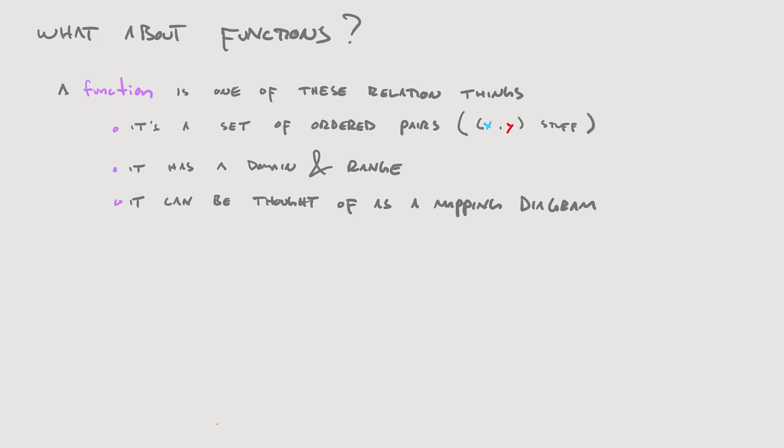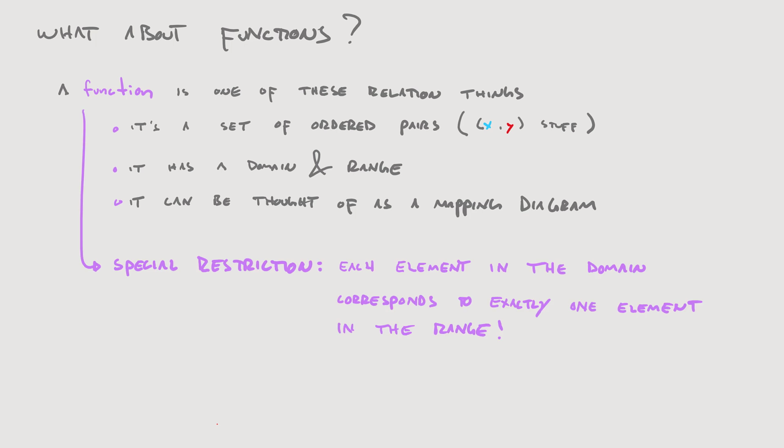But what is it that makes a function different than a relation? It's really just one thing. The one thing is that every single number that moves from the domain to the range can only be mapped to a single number. Said more mathematically, each element in the domain corresponds to exactly one element in the range. Thinking about numbers moving from the domain to the range, when they move, they are only mapped to a single number.